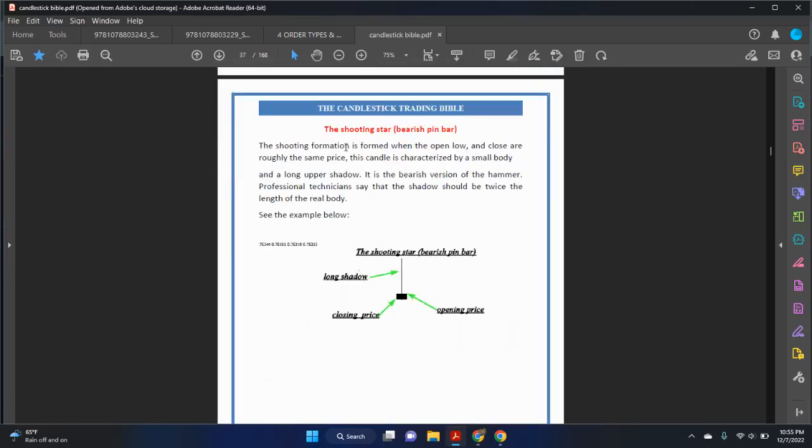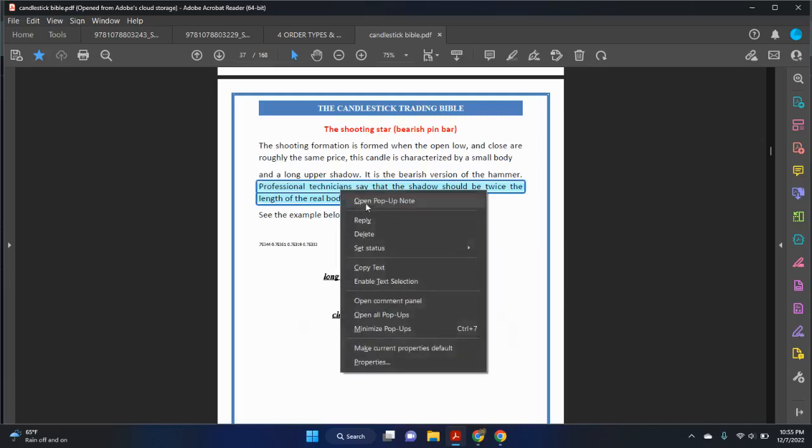Next we have the shooting star, which is the bearish pin bar. The shooting star forms when the open and close are roughly the same price. This candle is characterized by a small body and a long upper shadow. It is the bearish version of the hammer. Professional technicians say that the shadow should be twice the length of the real body. Why not listen to the professionals, alright?